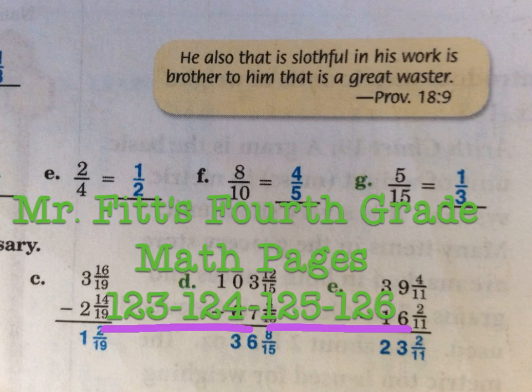Proverbs 18:9. He also that is slothful in his work is brother to him that is a great waster.